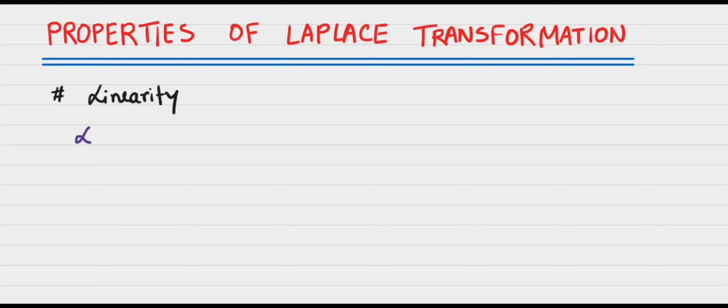So let us find out the Laplace transformation of a linear combination of functions. For the sake of simplicity, take the linear combination of 2 functions. So we have a constant c1 and then a function f1 of t, and then we have c2 times another function F2 of t. So f1, f2 are functions of t, and c1 and c2 are constants. At least that's how a linear combination goes.